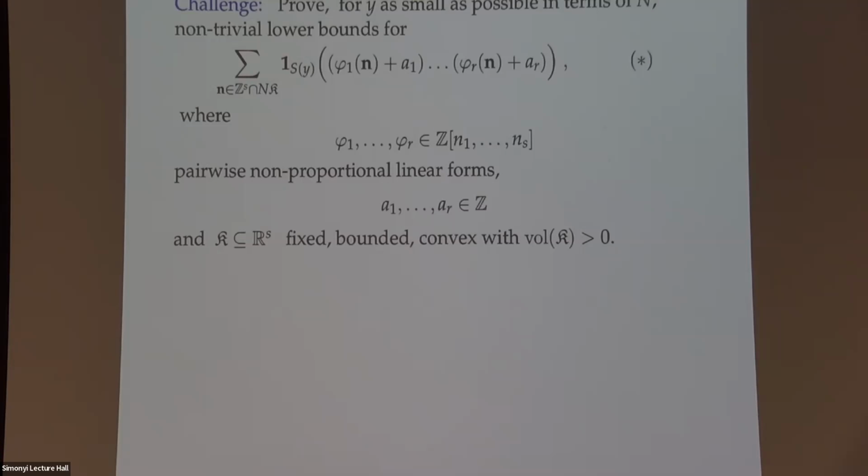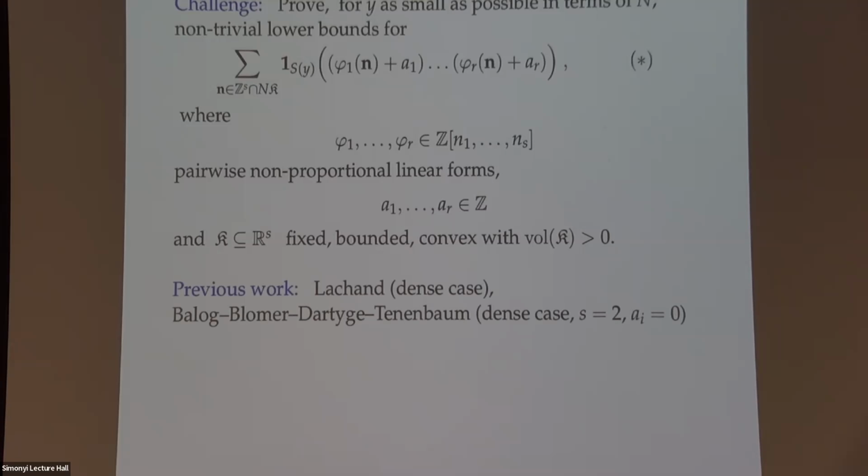What is known about this question? Well, we definitely have results in the dense case. There are results by Lachon, who uses the Green-Tao methods to study this question star in the dense case. There is some other work by Balog, Blomer, Dartyge, and Tenenbaum who have a different focus. There's lots of work on smooth numbers, on studying smooth values of polynomials, most of it restricted to the dense case. There's some work on smooth values of binary forms, some going beyond the dense case. But if you restrict to questions of this shape star, I think this is the previous work.